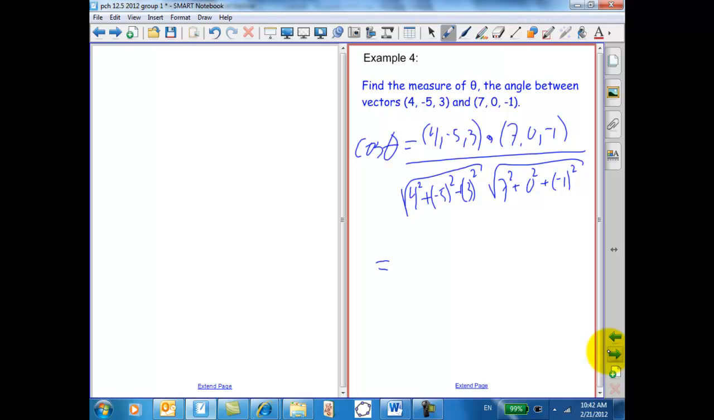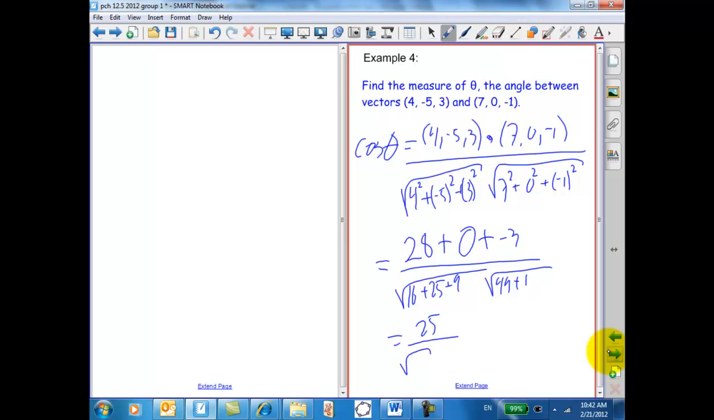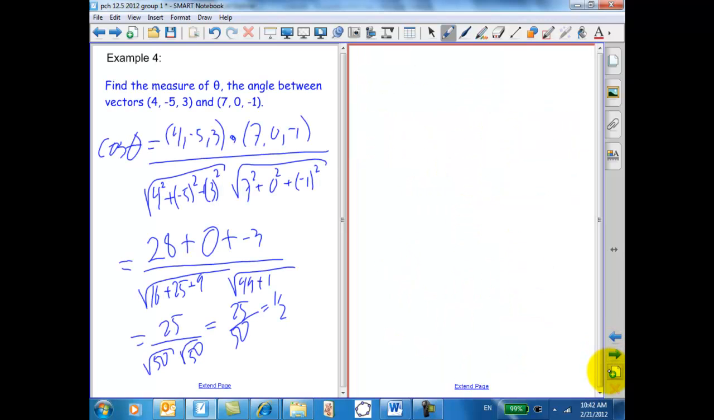Let's have the dot product here. So you do 4 times 7, 28, plus 0, plus negative 3. There you go. Okay, how about the magnitudes here? We got the square root of 16 and 25 and 9 times the square root of 49 and 1. So you're getting 25 over the square root of 50 times the square root of 50. Wasn't that handy? 25 50ths, which works out to 1/2. So the cosine theta equals 1/2.